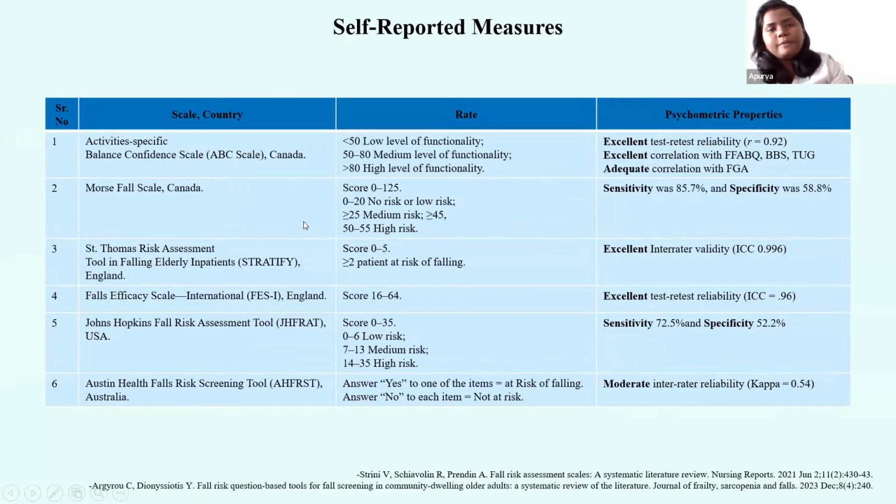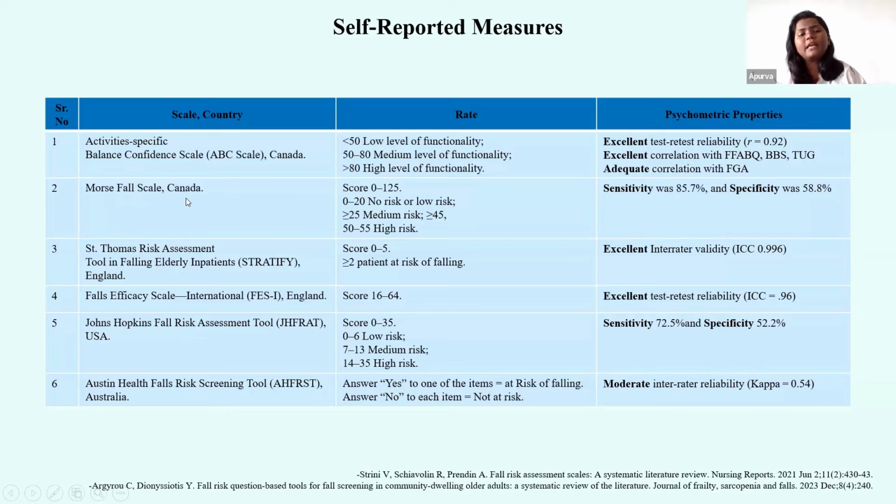These are a few self-report measures available in literature. The very first, which I think we all use very readily in our clinical practice, is your ABC scale, the Activities-specific Balance Confidence scale. This scale has excellent retest reliability and also has good correlation with your Functional Gait Assessment.